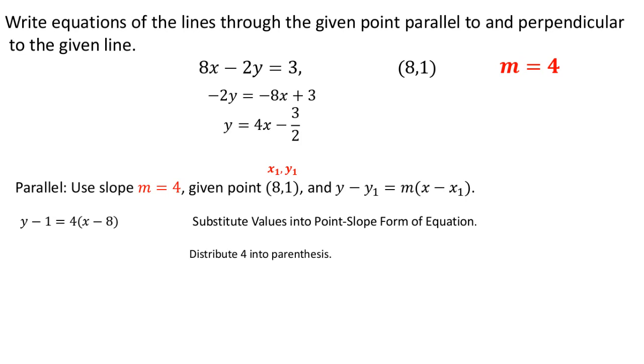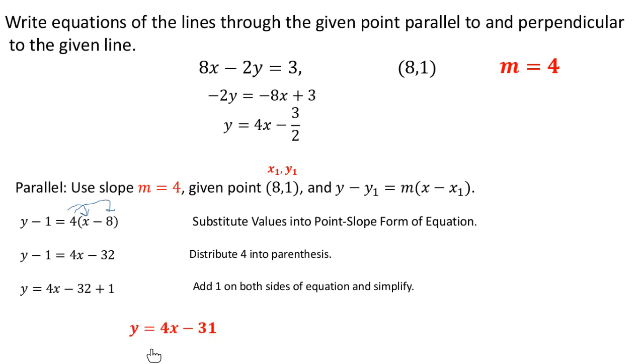So let's simplify and distribute our 4 first. 4 times x gives me 4x. 4 times a minus 8 gives me a negative 32. Then the last thing I need to do is add 1 on both sides, and this gives me y is equal to 4x minus 31. If you see here, this is parallel to the given line because they have the same slope with different y-intercepts. The y-intercept on the given one was negative 3/2, and the y-intercept on this one is negative 31. But the important part was the slope. They have to have the same slope.